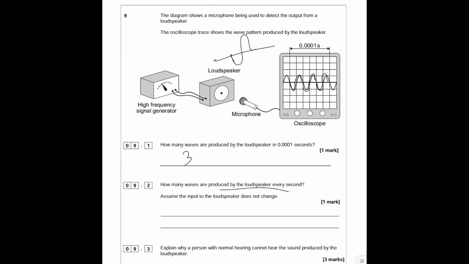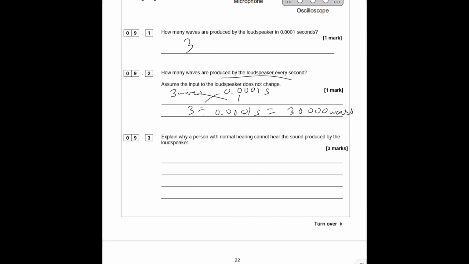How many waves are produced by the loudspeaker every second, right? So we know that there are 3 waves being produced in 0.0001 seconds. So how many waves are being produced in 1 second? It is basically 3 divided by 0.0001 seconds, which is equal to 30,000 waves being produced.